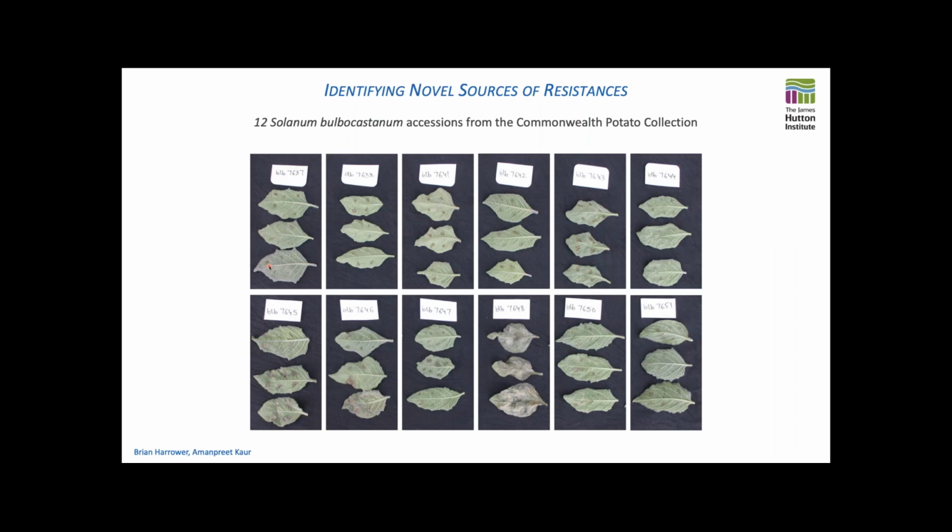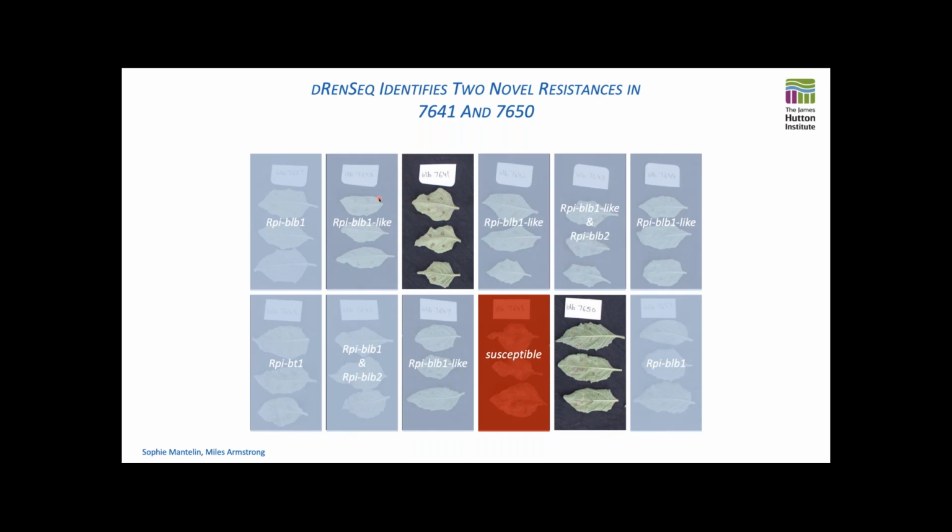Here's an example where we screened 12 accessions of Solanum bulbocastanum from the CPC. We did drop inoculations, and when you get a strong hypersensitive response, you see the cell death on these leaves. Out of these 12 accessions, 11 were resistant, one of them was susceptible. After we've done our RenSeq and the d-RenSeq analysis, we concluded that only 2 of them have a novel resistance gene. For all the others, we could show that the resistance is based on the presence of BLB1 or a BLB1-like gene. We've seen a number of these BLB1-like genes, all of which we cloned and tested functionally. They were functional.